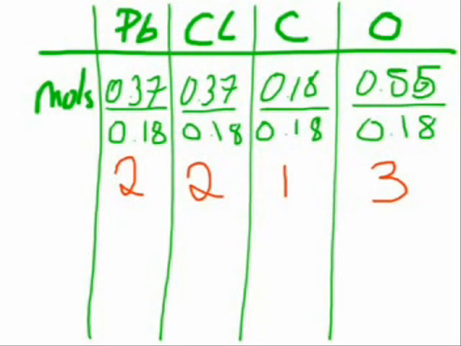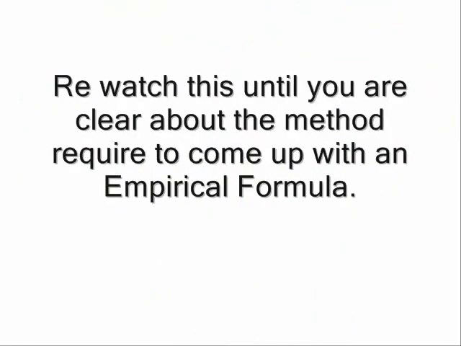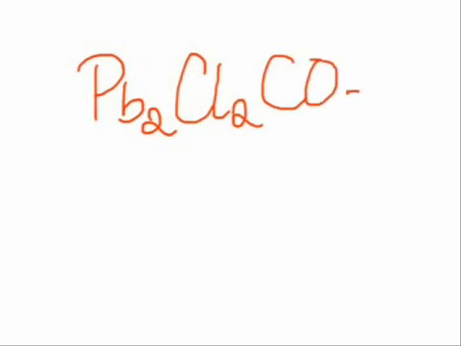So now what you've got is the ratio of each particular atom in that compound. You've got 3 oxygens, 1 carbon, 2 chlorines and 2 leads. So you would write this out to finish it off as Pb2Cl2CO3.